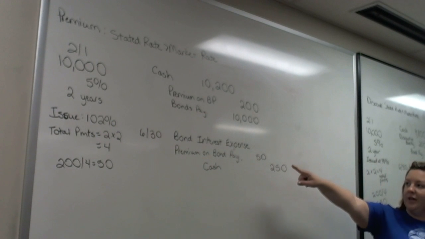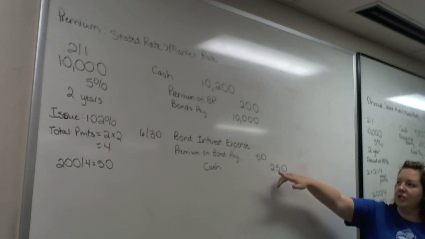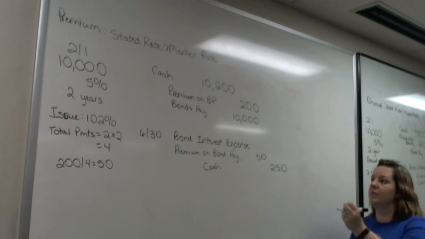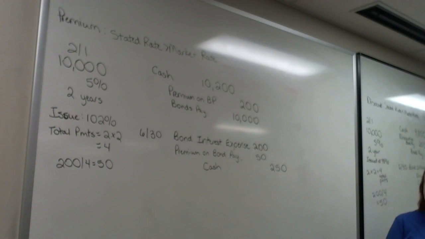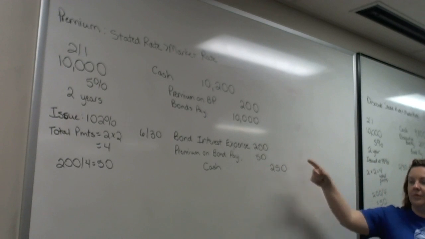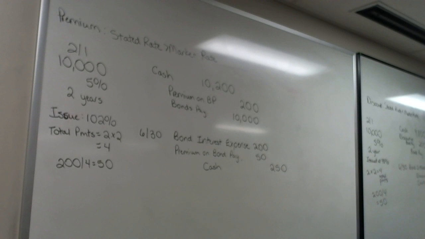And to get my total bond interest expense, I'm going to take my cash minus that premium. So my total bond interest expense with a premium is $200. And that's because, again, they gave us $200 in cash up front, more because we're paying them a higher interest rate. So we spread that premium over the life of the bond, or we amortize it. I keep saying that word. It's kind of a fun word.